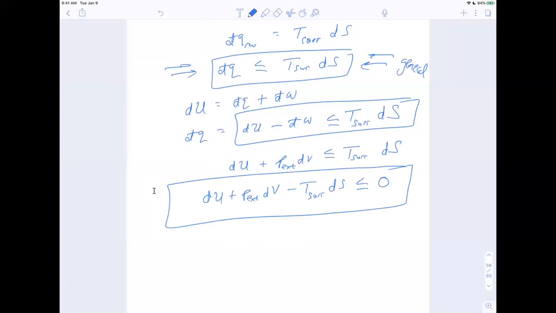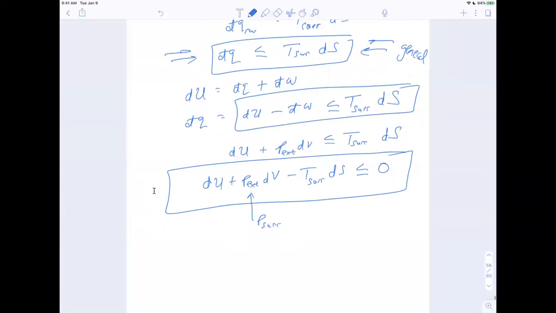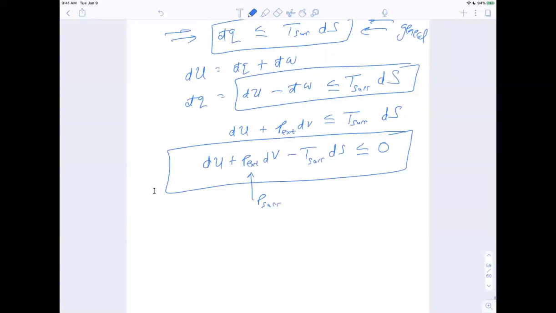So P external is the pressure of the surroundings. We could have used P surroundings here, right? And we have P surroundings as well in this expression. So let's just think about this. What has this given us?